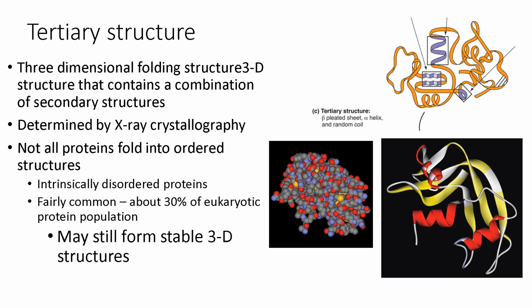Not all proteins fold into rigid shapes. In fact, intrinsically disordered proteins make up about 30% of eukaryotic proteins. These flexible regions still contribute to structure and function.